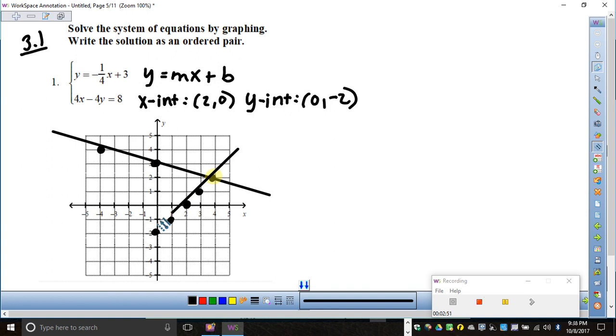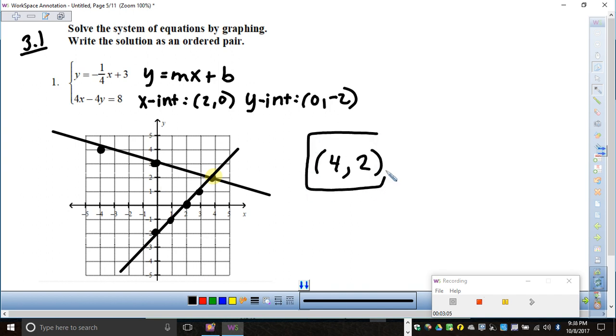I'm still going to, but we can see already that that's going to be our solution because it's the point of intersection. So we're going to want to look for the x-coordinate of that point, which is 4, and then the y-coordinate of that point, which is 2. Remember, you can always check to see if something is a solution by plugging in the x value and the y value into both equations and making sure that it makes both equations true.